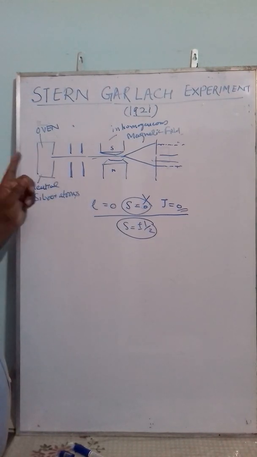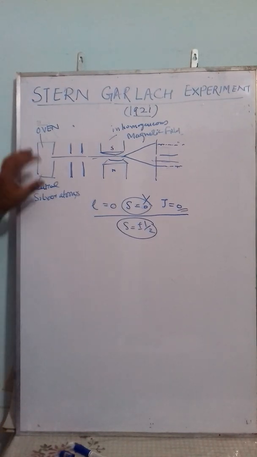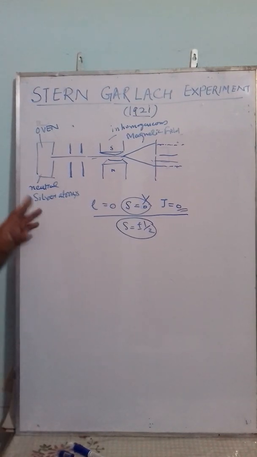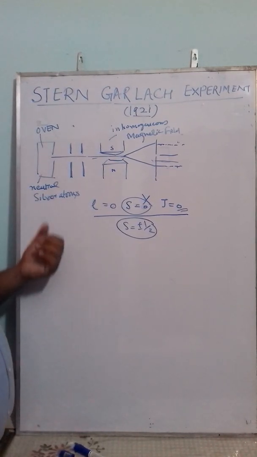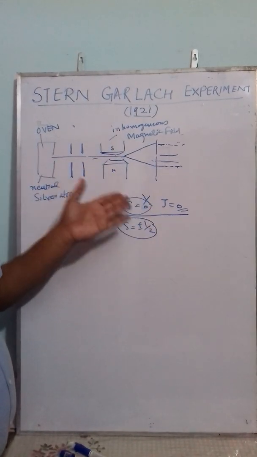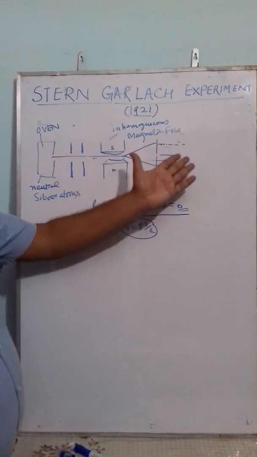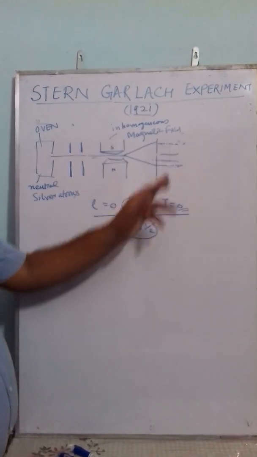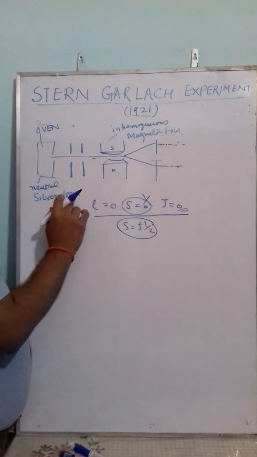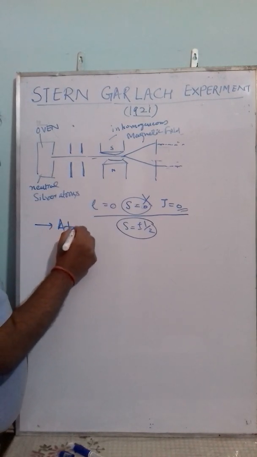Here only neutral atoms have been put in the oven rather than ions. If ions had been placed in place of silver atoms, they would have experienced a Lorentz force also, and due to that Lorentz force they might have produced no beam or only one single beam of light at the screen. So in place of ions, atoms are used.